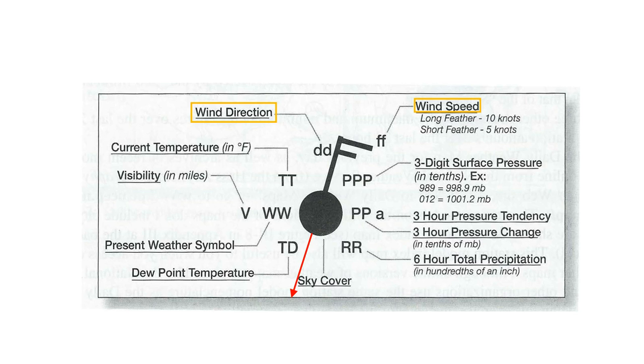Then, to determine the speed of the wind, you can count the number of feathers on the barb, with each long feather equaling 10 knots and each short feather equaling 5 knots. Once you get above 45 knots in wind speed, a solid triangle is then placed on the wind barb to indicate a 50-knot wind.